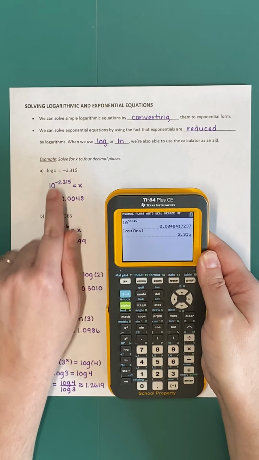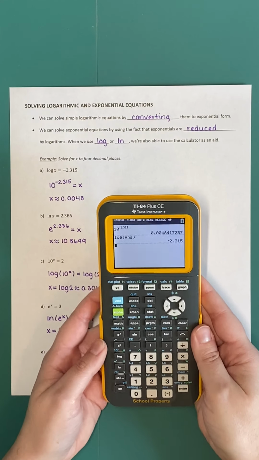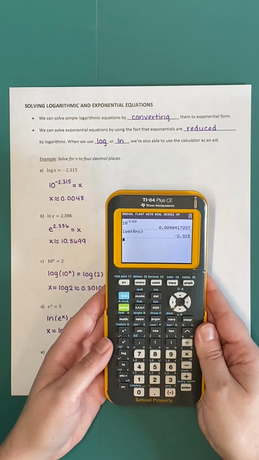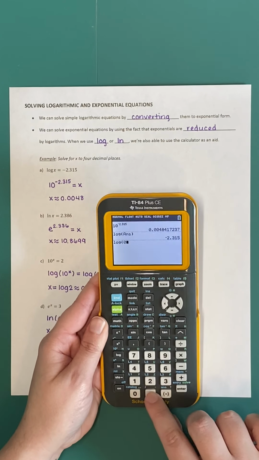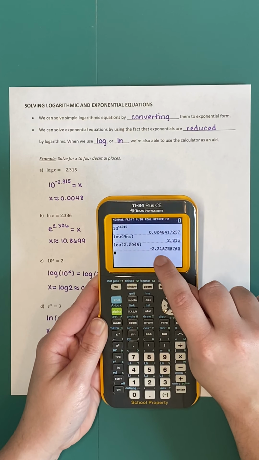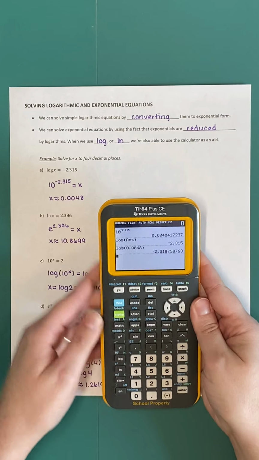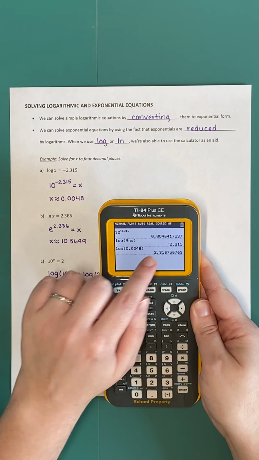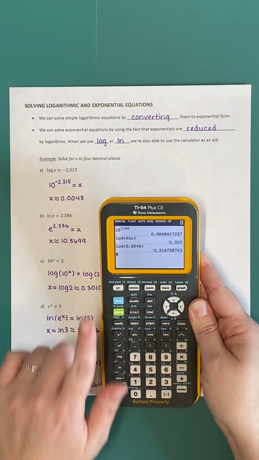So that verifies that this x is in fact what solves our equation. Now keep in mind, if you just checked with the rounded version, what would happen? So log, and then say you plugged in the rounded version, which is 0.0048. What's going to happen? Notice it's going to be a little bit off. So we go from negative 2.315, which is exact, to negative 2.319. So it's really close.